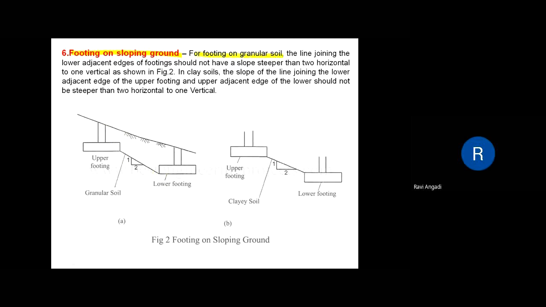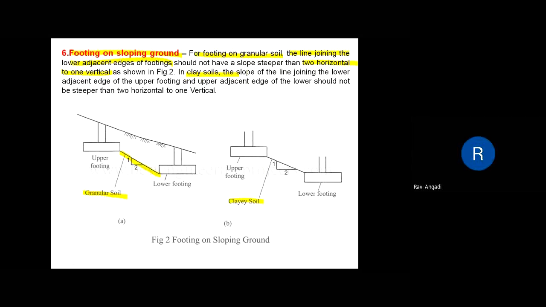So for a footing on granular soil, the line joining the lower adjacent edges of the footing should not have a slope steeper than 2 horizontal to 1 vertical. It is shown here.